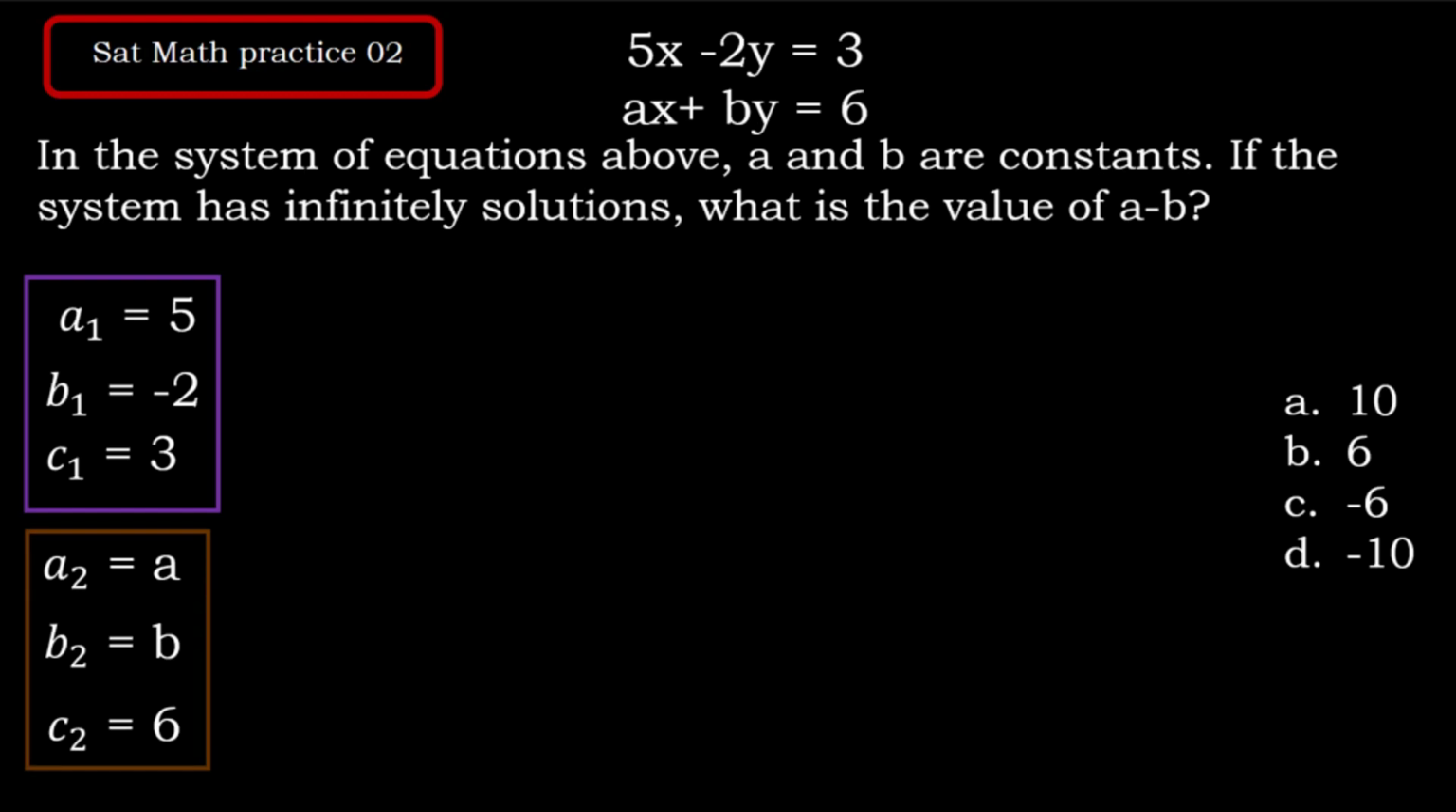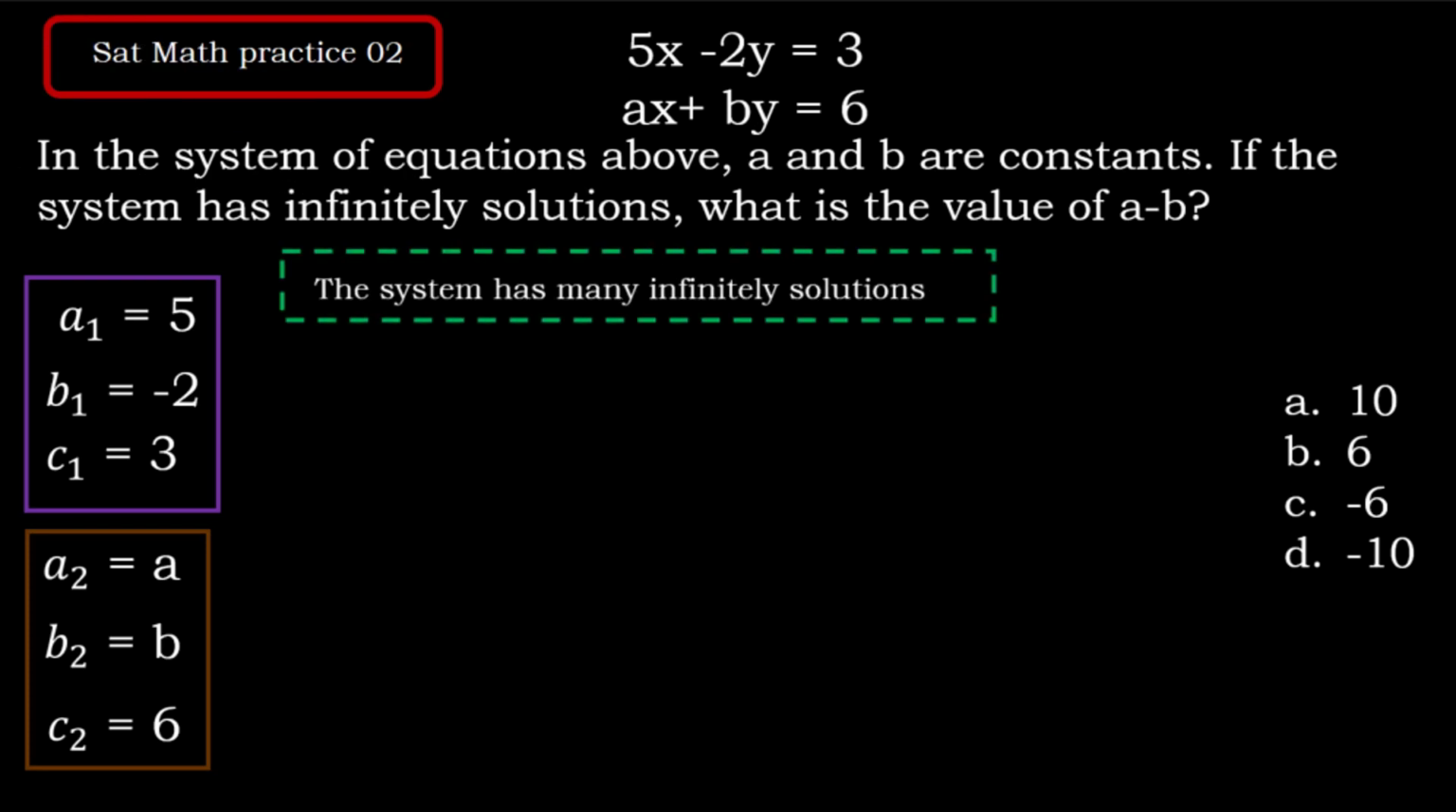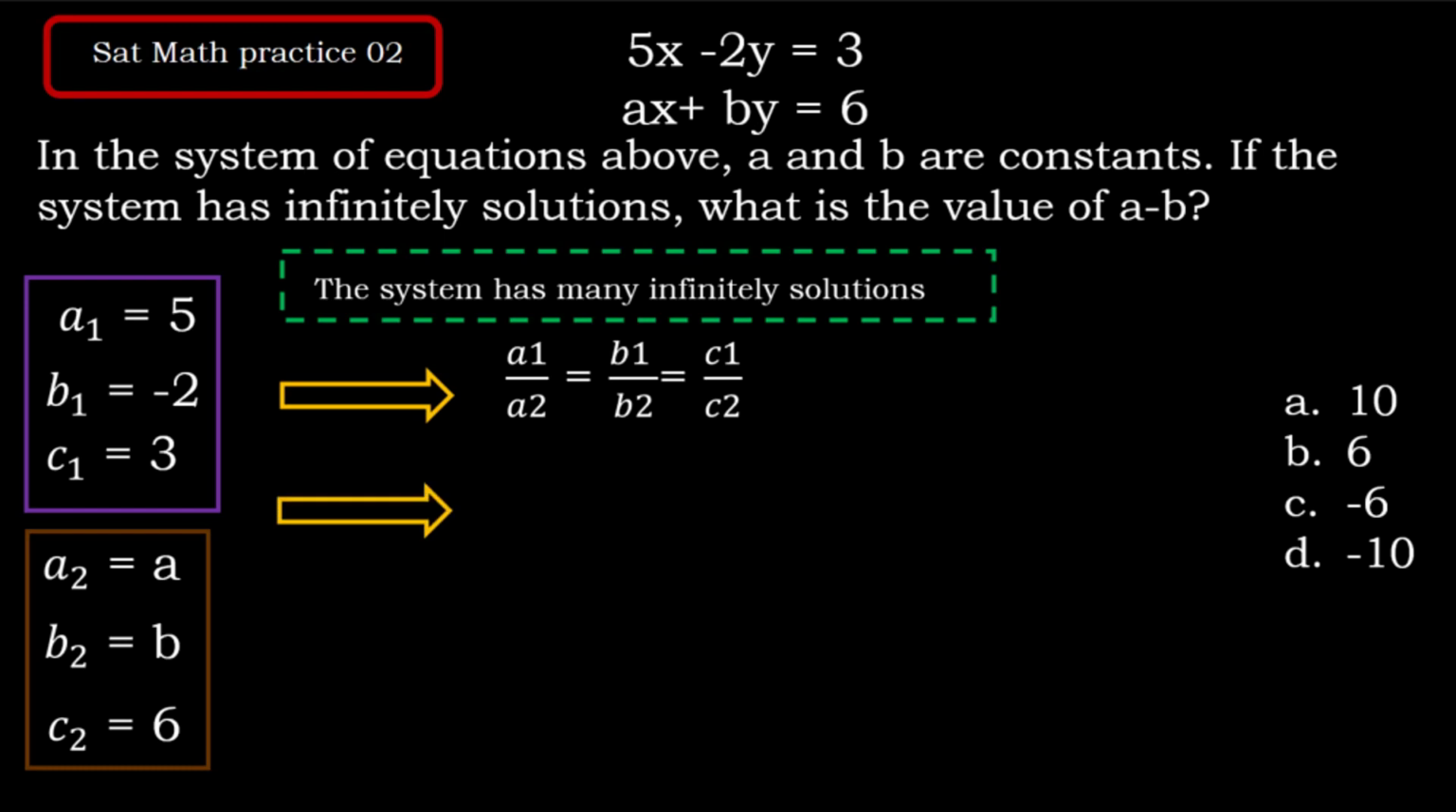We studied before that he said the system has infinitely many solutions. So we will deduce that a sub 1 over a sub 2 equals b sub 1 over b sub 2 is equal to the ratio between the constants. Now plug in the numbers 5, -2, 3, and a, b, and 6. Now we have the proportion 5 over a equals -2 over b equals 3 over 6, and 3 over 6 in its simplest form equals 1/2.